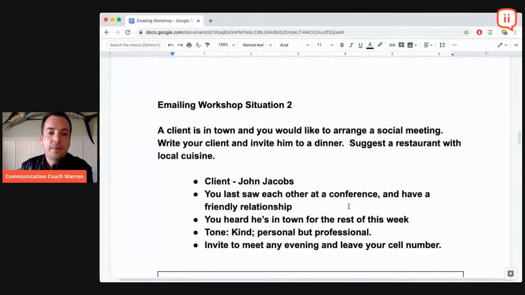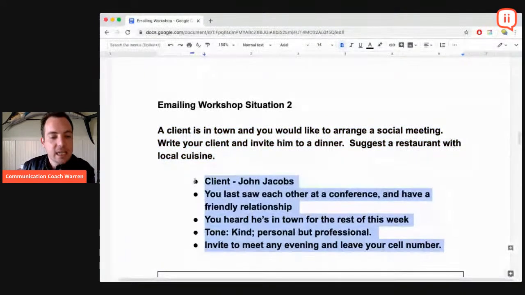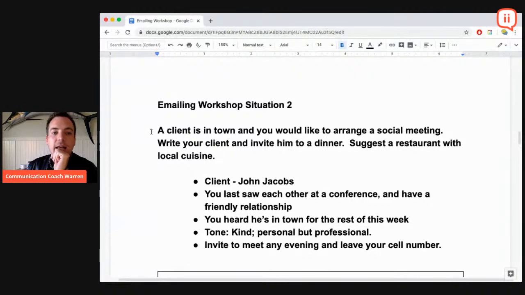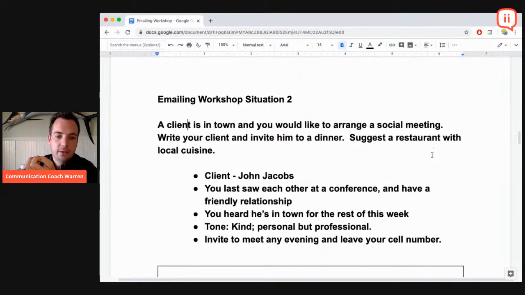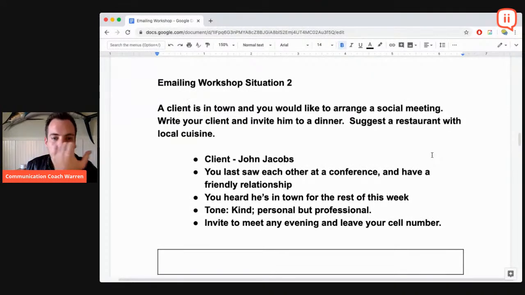Let's take a look at the email workshop situation 2. Here's the situation description, and here's some information we need in our email. So let's imagine we're in our office and a client is in town and you would like to arrange a social meeting. Write your client and invite him to a dinner. Suggest a restaurant with local cuisine. So a client of ours, an important client, is in town.